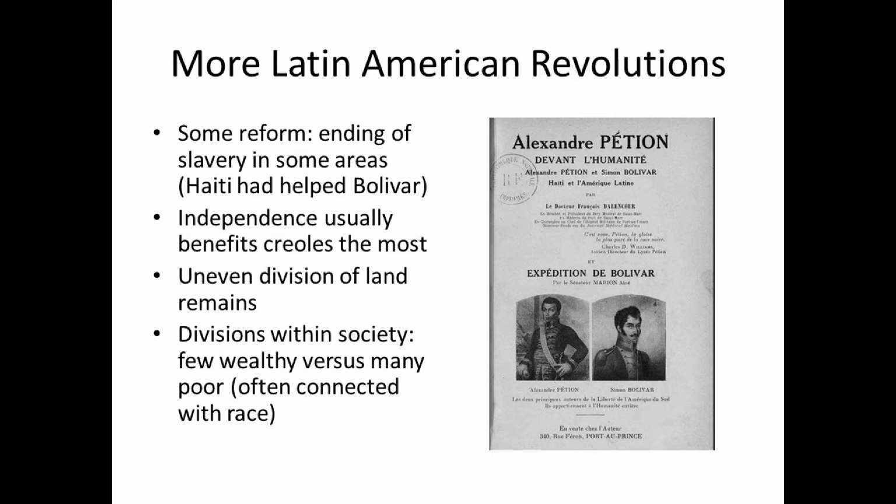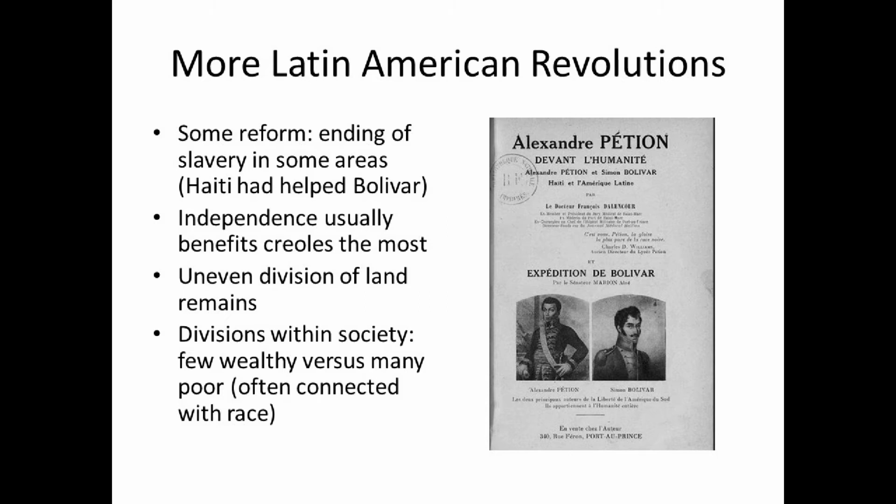Independence usually benefited the Creoles the most. The Creoles, remember, resented being told what to do by the Peninsulares. Now they can do what they want because they've gotten rid of the Peninsulares, and so they typically benefit the most. The uneven division of land remains. Simón Bolívar, even though he was willing to end slavery, was not particularly interested in land reform, in part because he came from a family that owned a lot of land. So the uneven division of land remained.